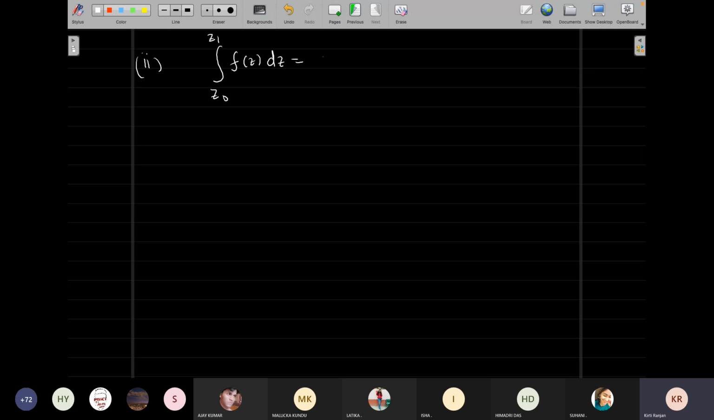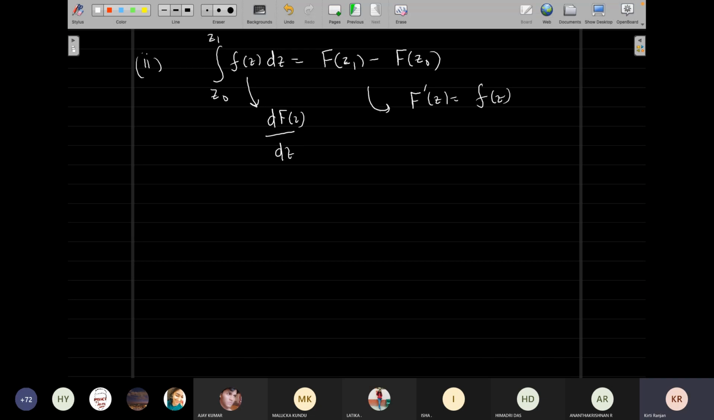Fundamental theorem of calculus. This is what I am writing on this screen, but for real variables; generally we write that. What is capital F which I have written? It is the antiderivative of small f. The integral at that point is nothing but this, if there exists f prime z in general.